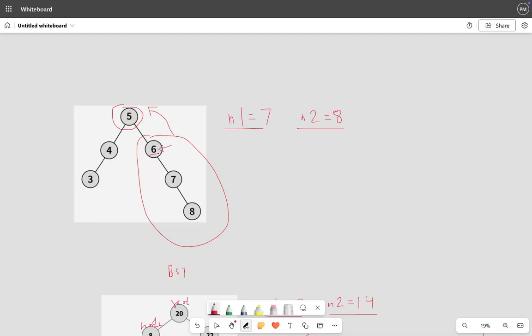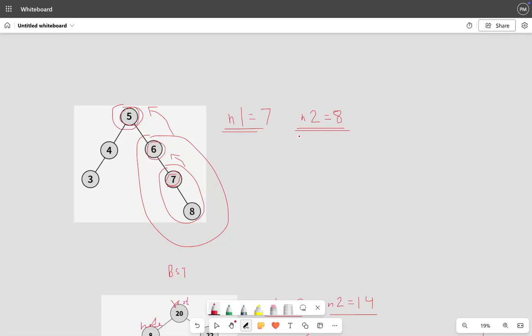Is n1 equal to 6? No. Is n2 equal to 6? No. So just return the data from the right side, because we know both n1 and n2 nodes are greater than the current node, so we return data from this side. Is it equal to n1? Yes. So we are returning this node. So at this stage 7 will be returned, and at this stage 7 will be returned.